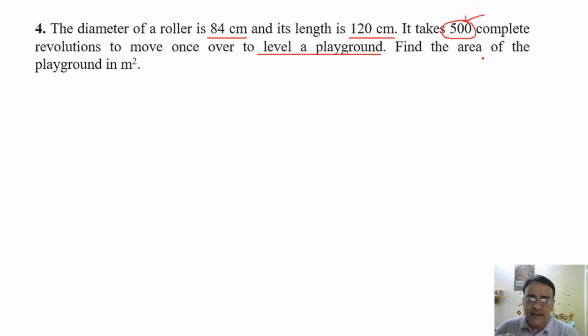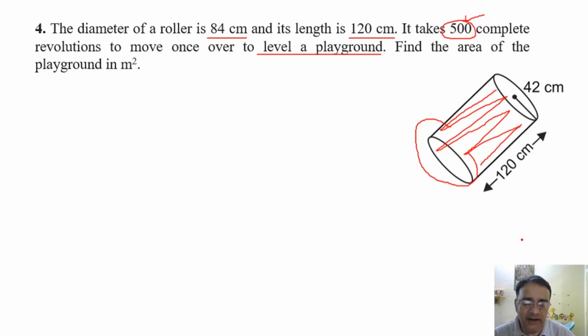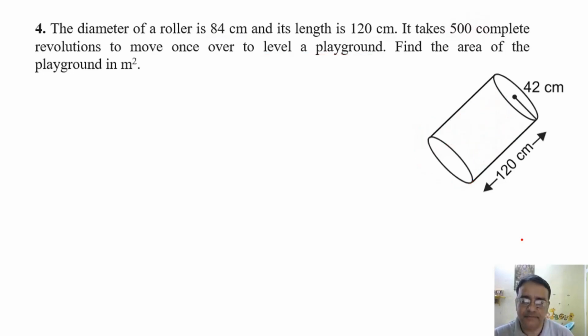Now when we roll the roller one rotation, how much area it will cover? See, this is the roller. इसको एक बार जब हम लोग रोटेट करेंगे, so it will cover the curved surface area. Total area of the playground is equal to curved surface area in one rotation. Whether this is clear? Yes, sir. Okay. So हम लोग क्या करेंगे, 500 revolution में कितना वो area cover कर रहा है, that we are going to find. That is 500 into CSA of the roller.